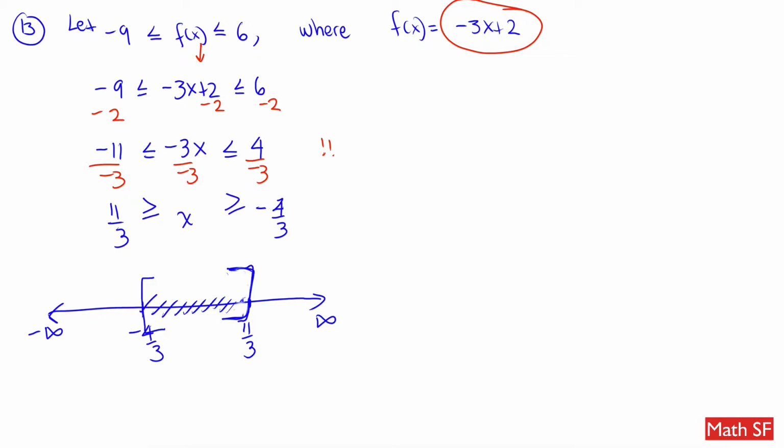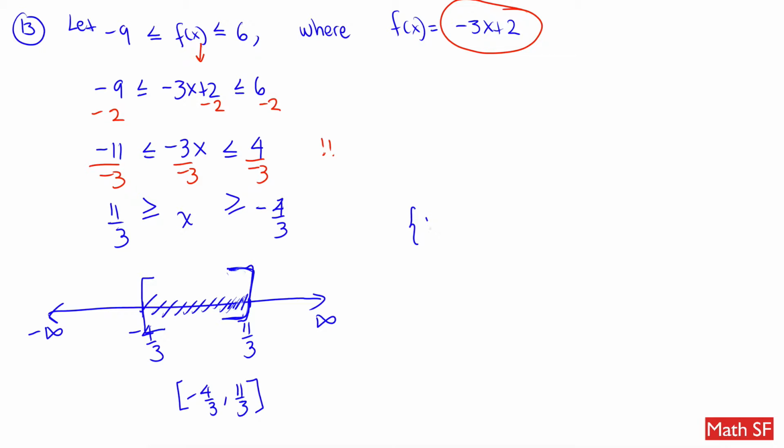Right? They give you a number line, right? They also want you to give it in set builder notation and then interval notation. So the interval notation will be -4/3 to 11/3. So that will be your interval, okay? So you have the number line, you have the interval. How are we going to do the set builder notation?